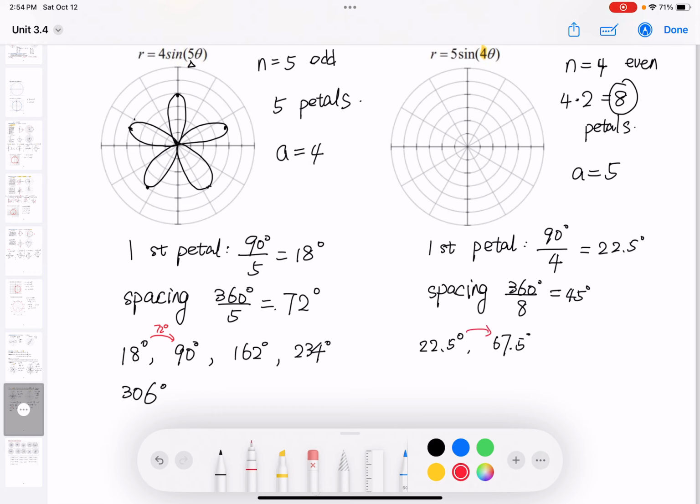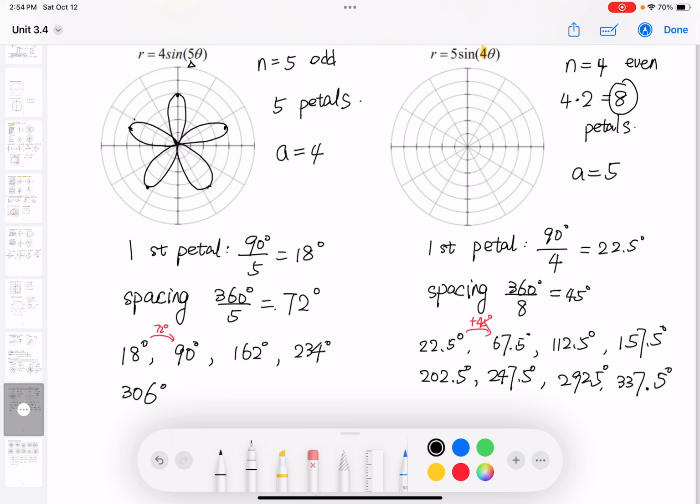You can use your notes. You can use a different color. You say plus 45 is my spacing. And the next point is 112.5 degrees and 157.5 degrees. And for the other 4 points, keep adding 45 to each of the angles. We have 202.5 degrees, 247.5 degrees, and 292.5 degrees. And the last one is 337.5. We need to find these 8 angles.